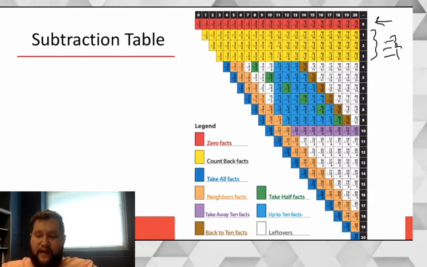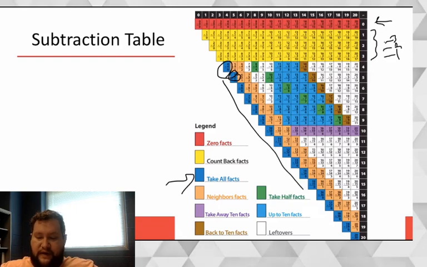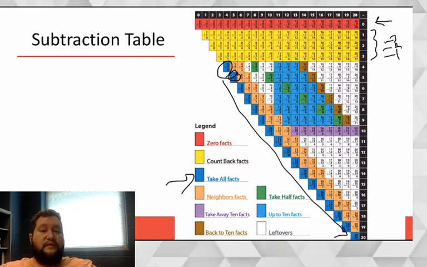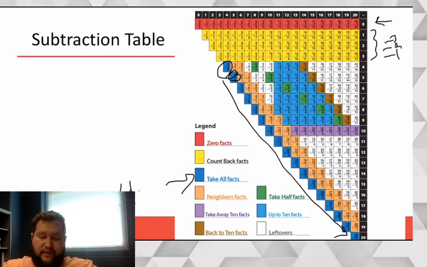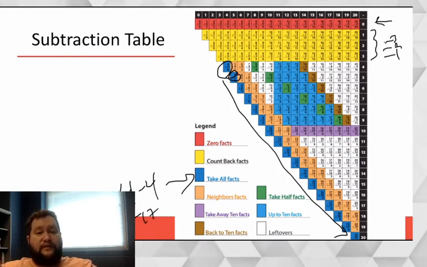The take all facts are all of these on the diagonal. When you take a number away from itself, you have none left. So this is like your 4 minus 4 or your 17 minus 17. When you take them all, you're left with none.